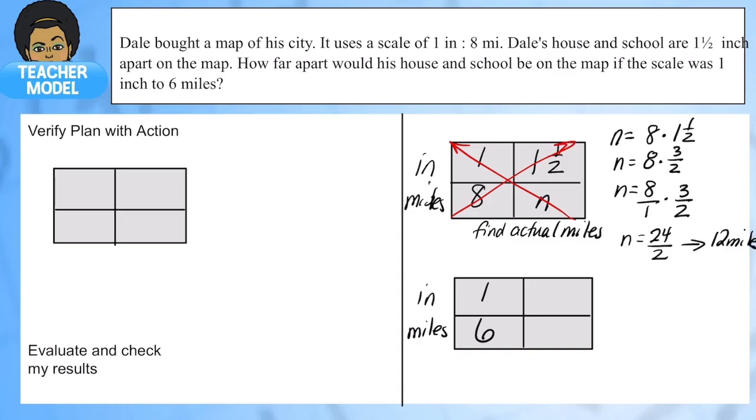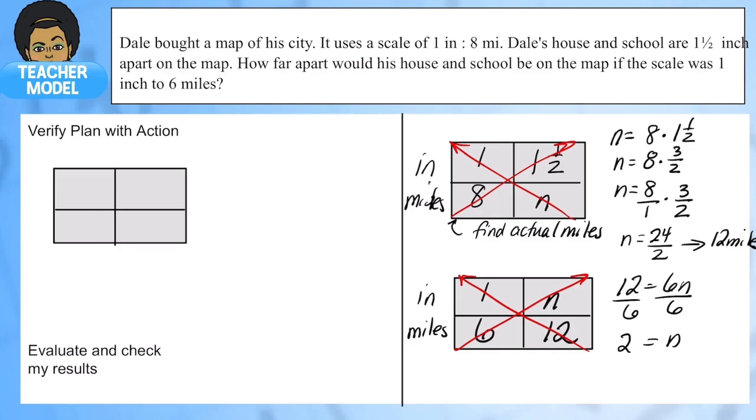So I'm now going to use that number and put it here, 12 miles. So this part up here was to find the actual miles. And now I'm going to use the actual miles to find the distance on the map. Okay, so now this is my unknown number. And I'm going to do the same, cross multiply. And I'm going to get 12 is equal to 6n. Divide both sides by 6. N is equal to 2.